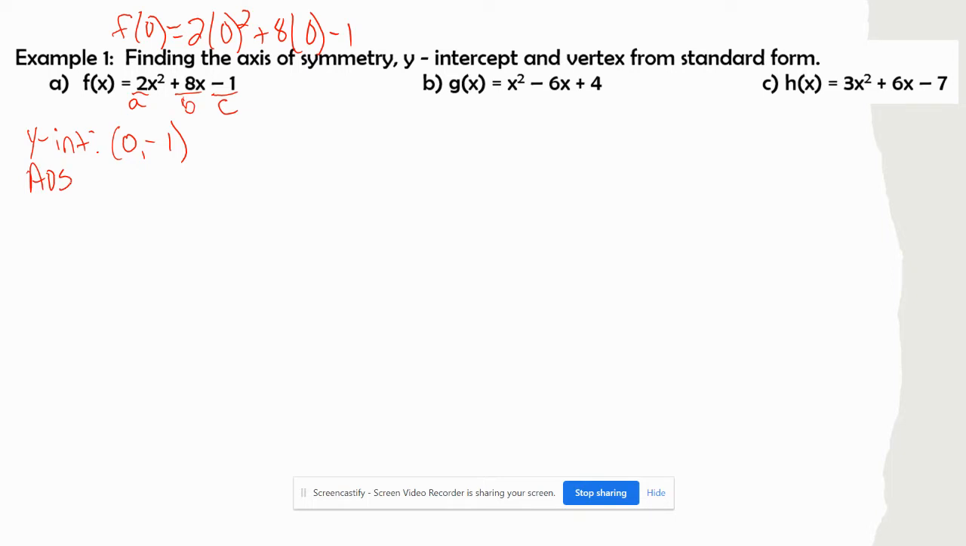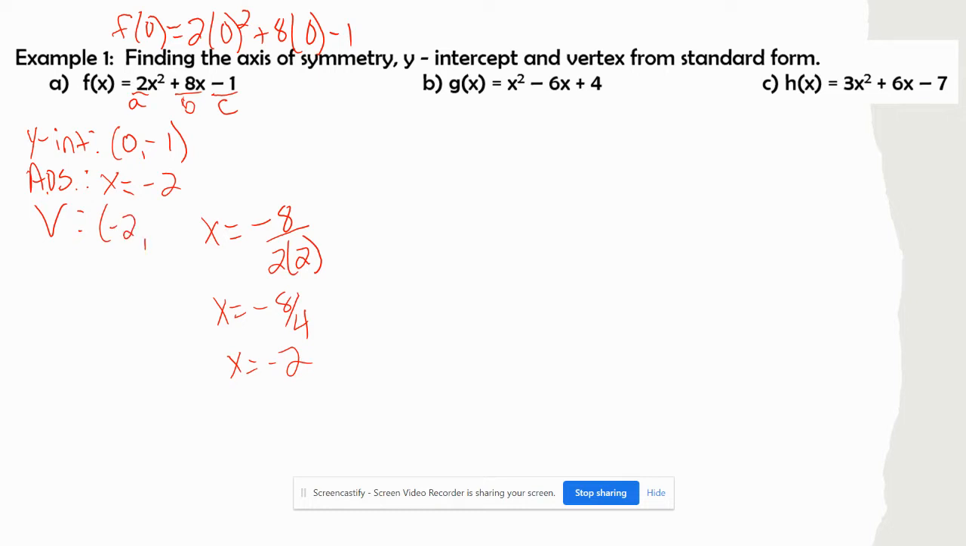Now for the axis of symmetry and the vertex, we have to use the vertex formula. You start with x equals negative b over 2a. So our b value is 8 and our a value is 2. That's negative 8 over 4, which is negative 2. Your axis of symmetry then is x equals negative 2, and the x value of our vertex is x equals negative 2.